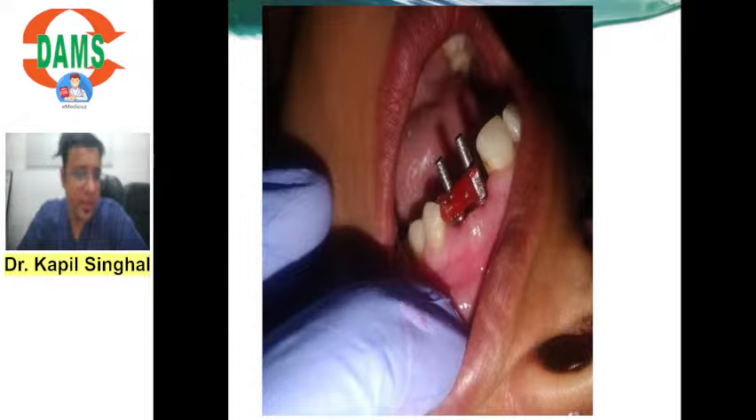Now the next step is fabrication of the prosthesis. To fabricate any prosthesis, you first need a working model. To fabricate a working model, you need something that replicates the implant in the patient's mouth. The implant went with the patient, so we need a replica, a copy of the implant that works as an implant for the lab technician, so that he can fabricate a crown over it.